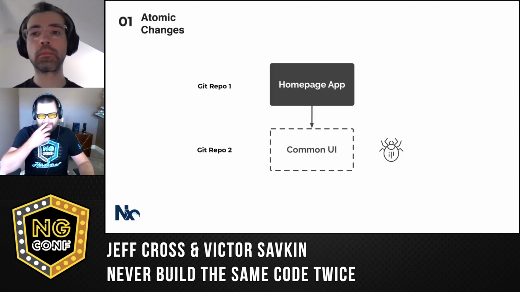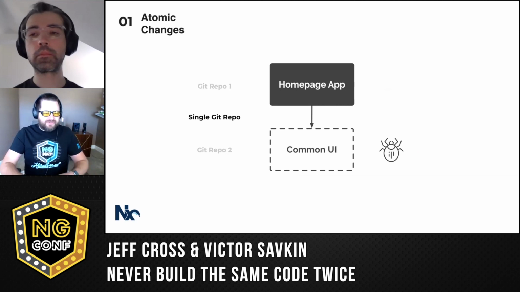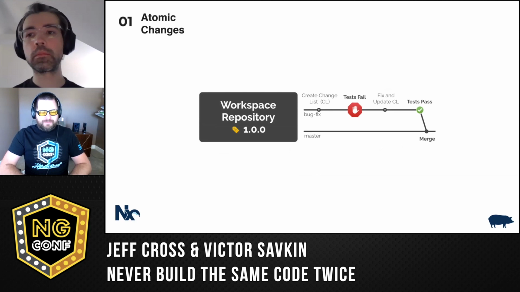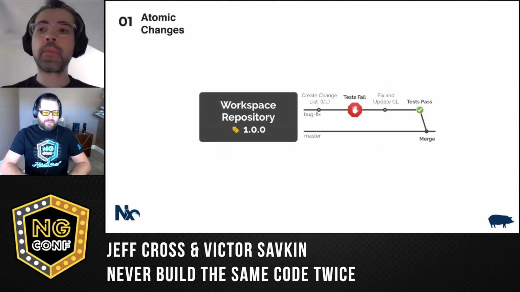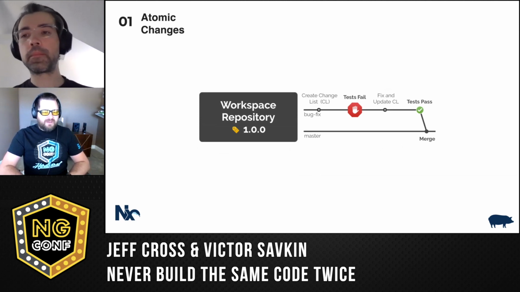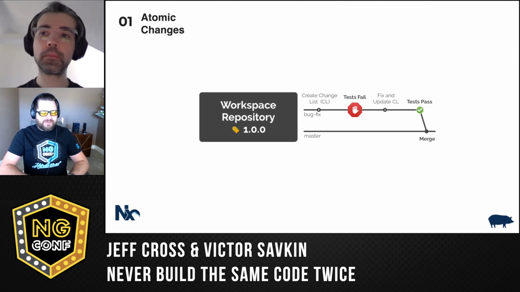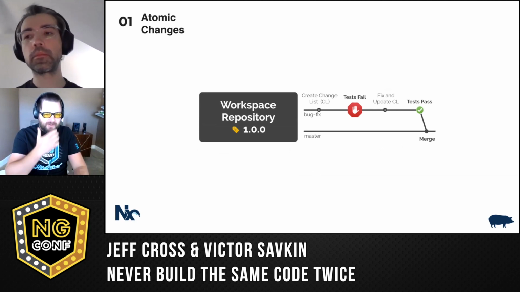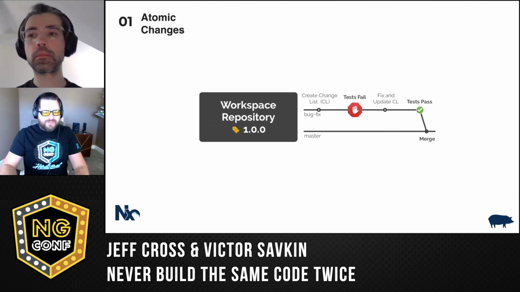So let's look at the same example, but instead of having 2 separate Git repositories, we have a single Git repository. So by having the common UI and the homepage in the same repository, we remove that step of publishing and versioning something and then integrating it later to see if it worked. We're actually integrating it at the same time. So we write a regression test for the common UI library and a regression test for the homepage app where the bug was initially reported.